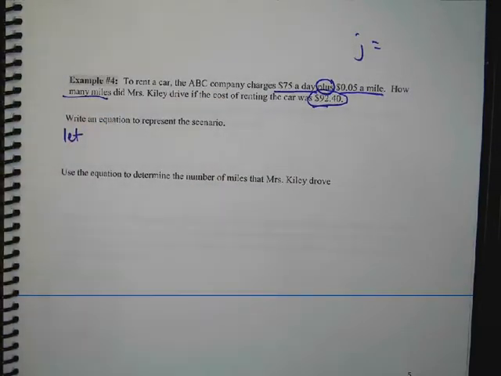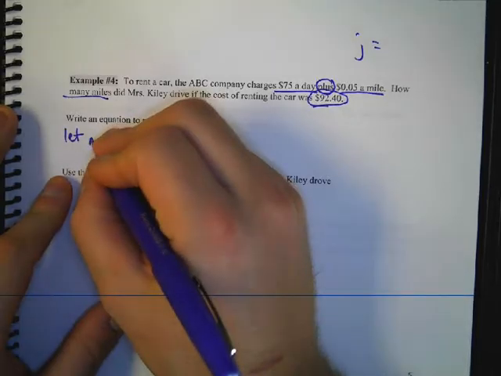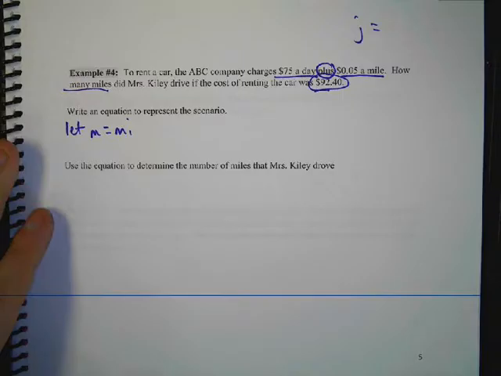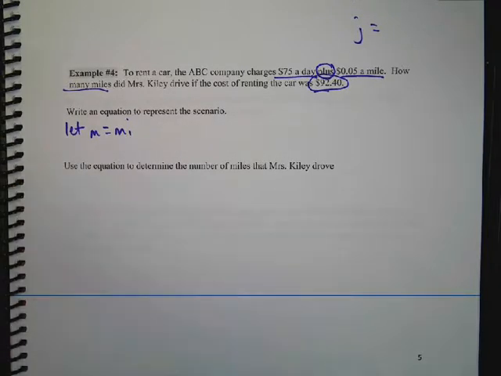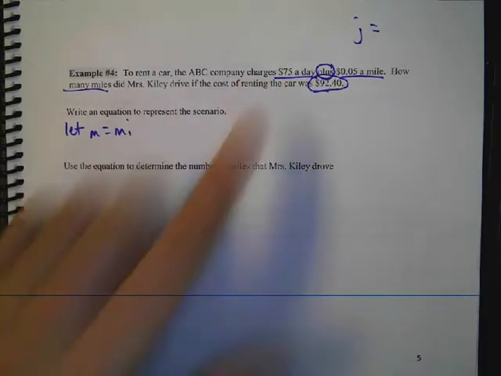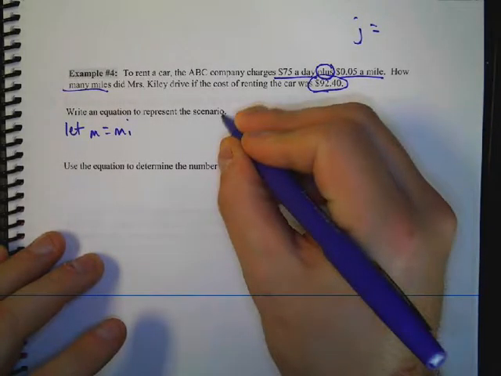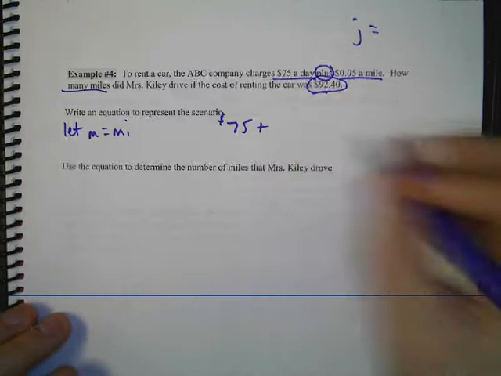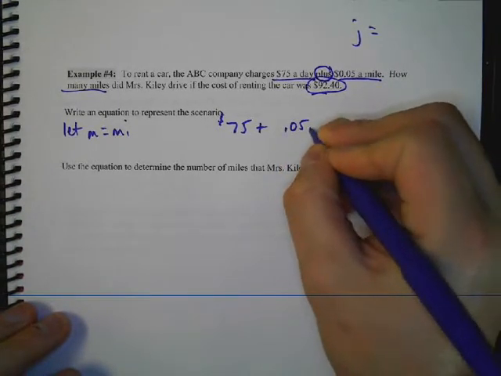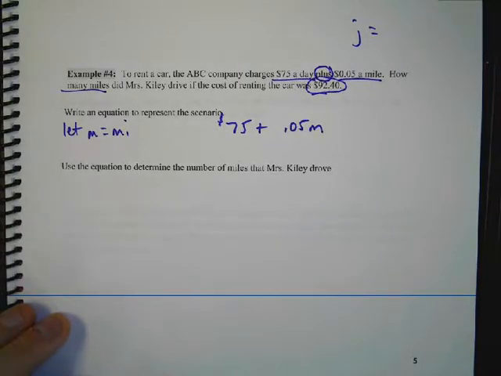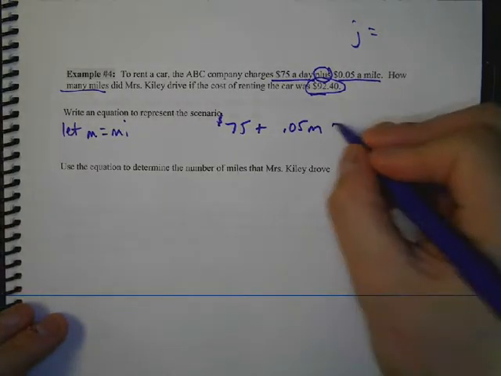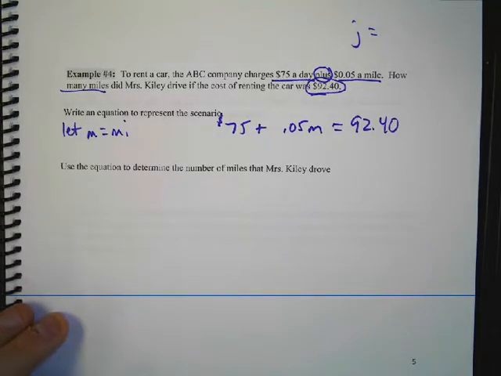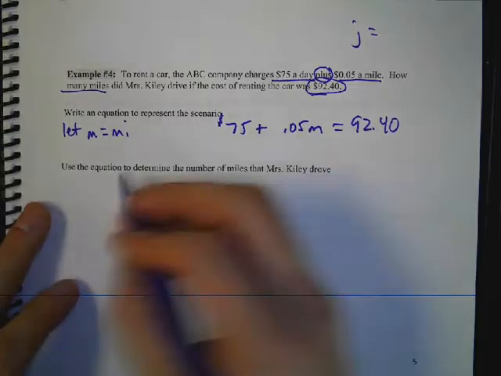Now, what's happening mathematically? Well, the ABC company charges $75 a day. So you're going to start with the $75 plus, makes sense, 5 cents per mile. And we write that as 0.05 times M. The total is $92.40. Okay. Now, you can use a calculator to solve this. And when you solve this equation in real life, you're going to have a calculator that you'll be able to use. All right? 75 plus 0.05 M is equal to 92.40.